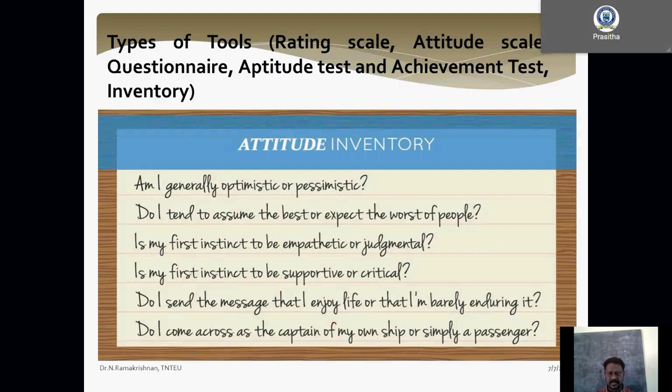Yes. Sir, your voice is too low today, sir. Oh, too low. Yes, sir. Now it is okay? Yes, sir. Now it is okay, sir.